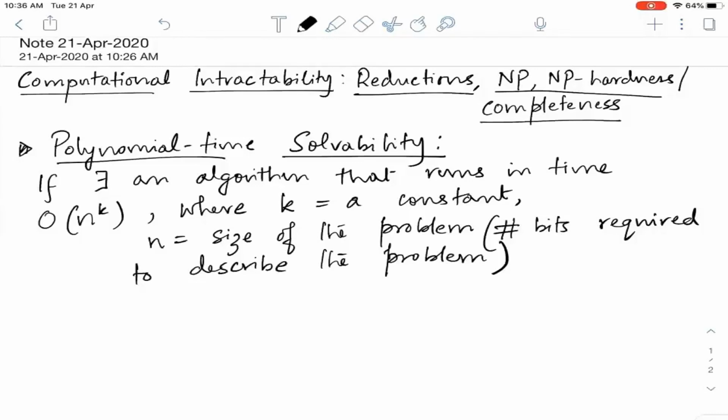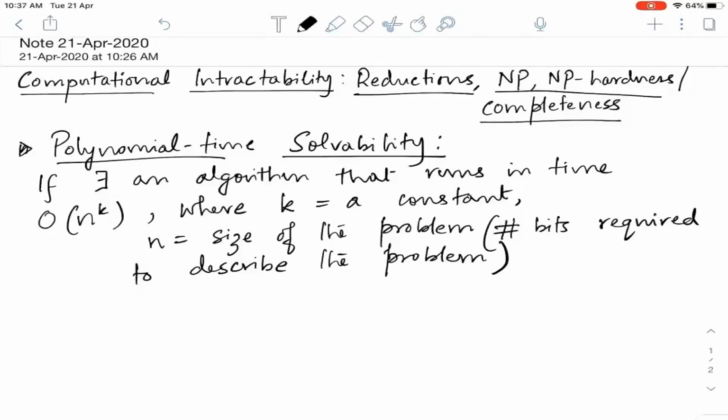Because log N bits are enough to represent this problem. So whenever we see this n, we tend to think about it depending on the problem. When it's a graph, we say that it's the number of vertices and number of edges and so on. But in your mind, you should always have the correct notion, which is that it's the number of bits that you require to represent or describe this problem. And now if you can design an algorithm which runs in time something like n to the power of k, where k is a constant independent of n, then we say that this is polynomial time.